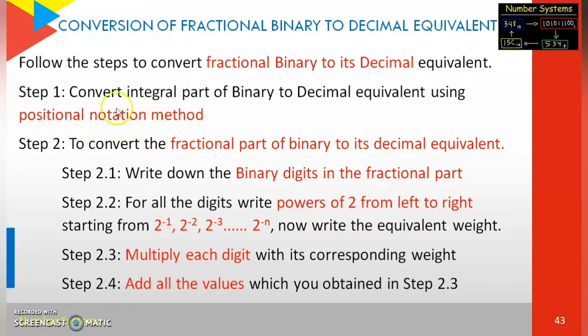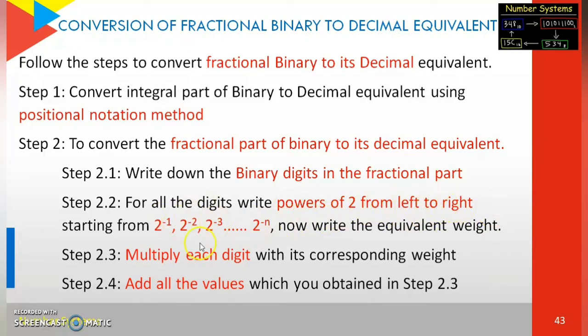We already learned the positional notation method in the last video class. The same method we use for converting a fractional binary to its decimal equivalent. To convert the fractional part of a binary number to its decimal equivalent, first take the fractional part of the binary number and write down the binary digits in the fractional part. What is meant by the fractional part? It is what comes after the decimal point. You first write that binary number and write the powers of 2 from left to right.